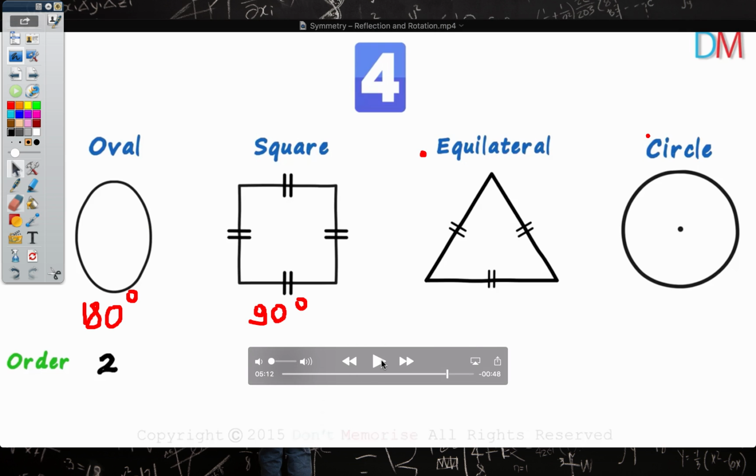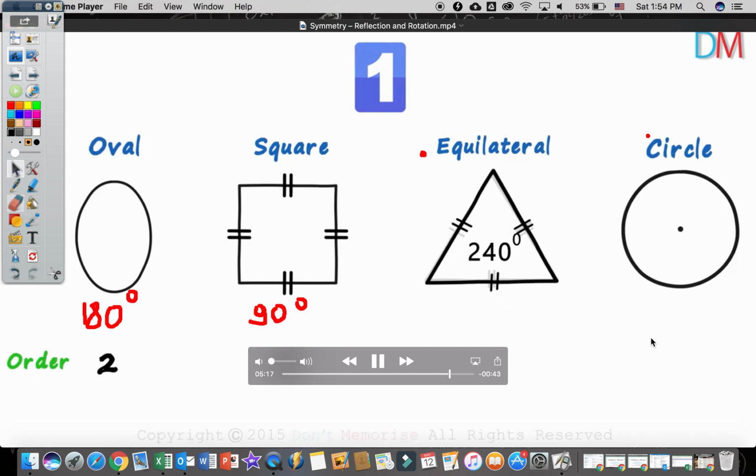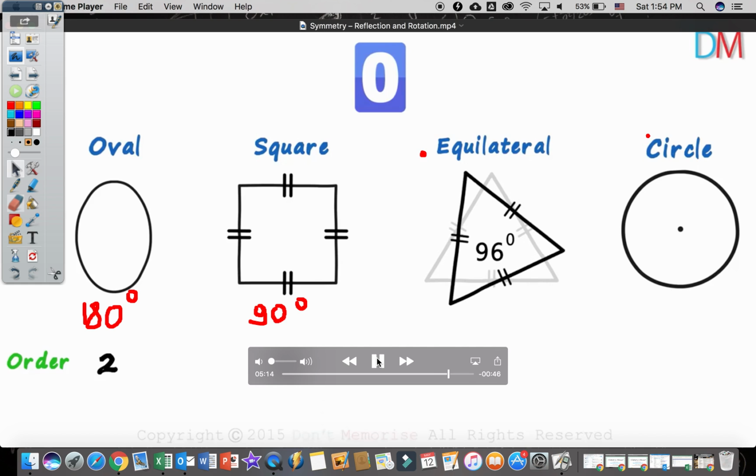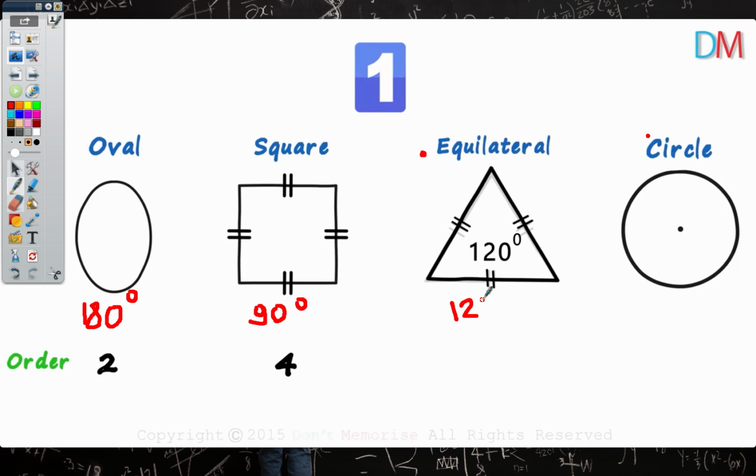Okay, let's go on to the triangle. 120 degrees, 240 degrees, and 360 degrees. So order is 3, and the degree of the rotation is, let's see it again, 120 degrees. So 120 degrees is the degree of the rotational symmetry. And order is 3, of course.